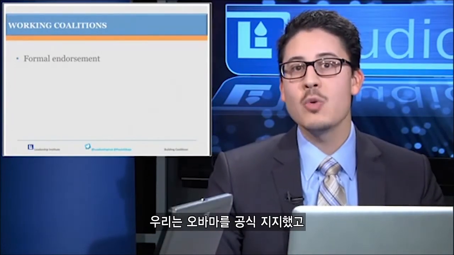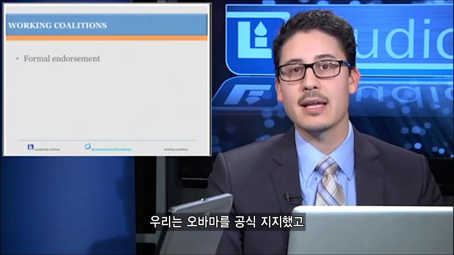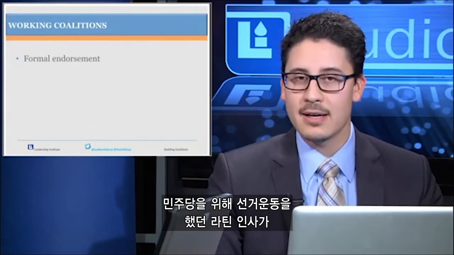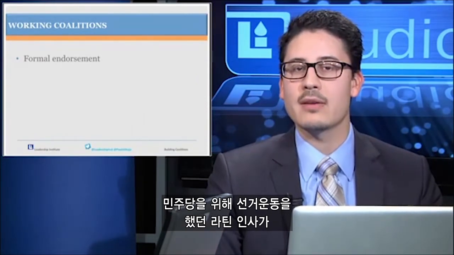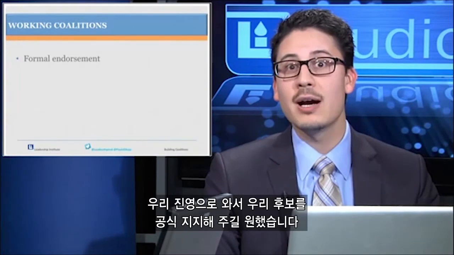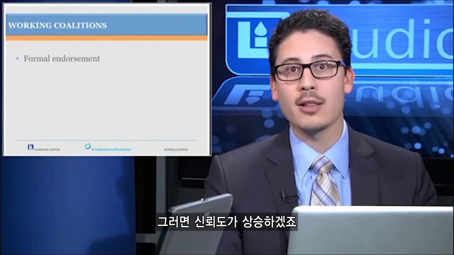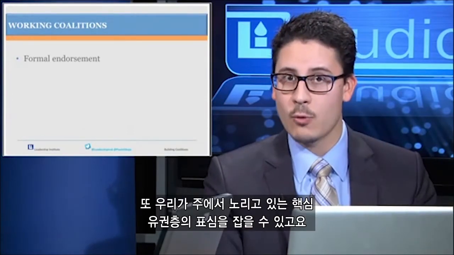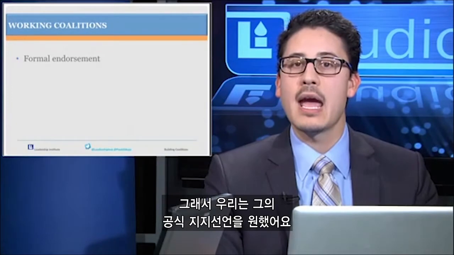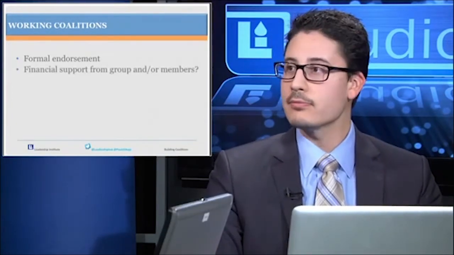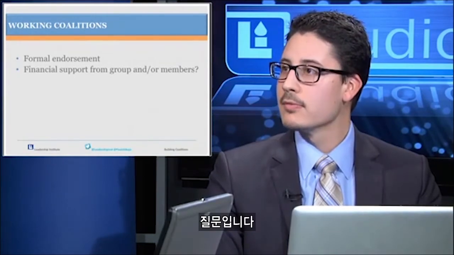So number one, you might want, in the case that I explained earlier today, we wanted that individual who had endorsed the president and had in fact campaigned for members of the president's party to come over to our side and formally endorse our campaign. It brought a lot of credibility. It hit a key demographic that we wanted to hit in the state, and so we would want his formal endorsement.